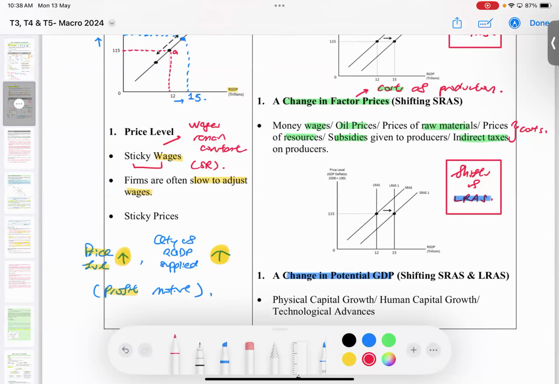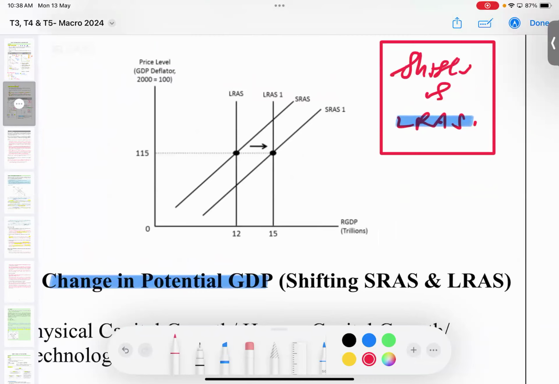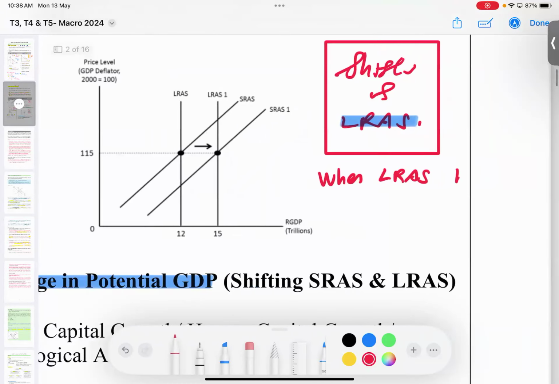Now remember one thing, whatever shifts the LAS will shift SAS as well. When LRAS, the long run aggregate supply curve, shifts, the SRAS curve will shift together as well. So you see, whatever happens to LRAS, SRAS will shift as well.